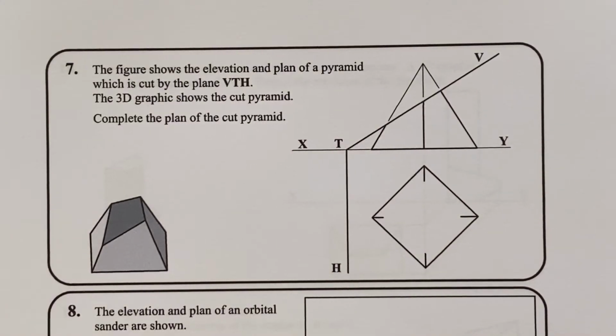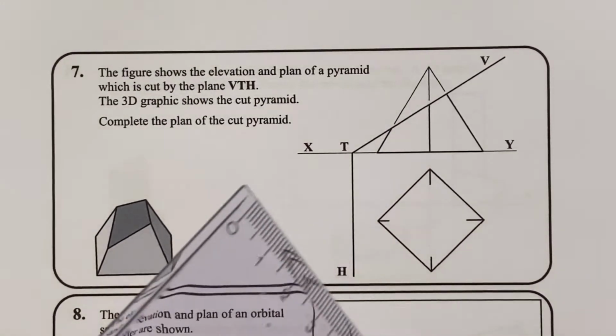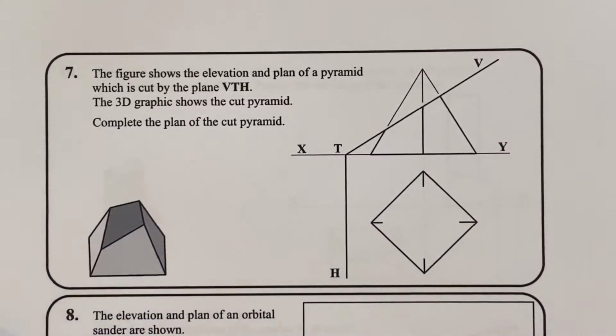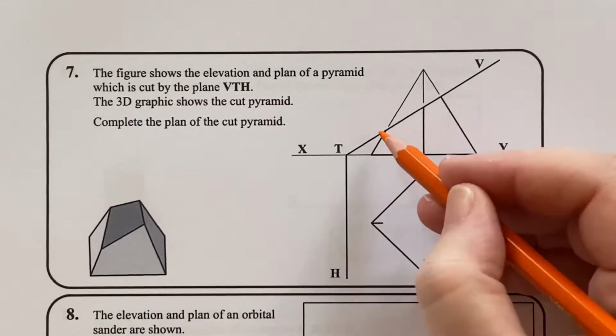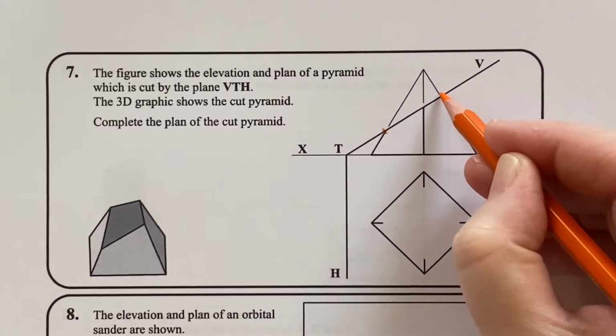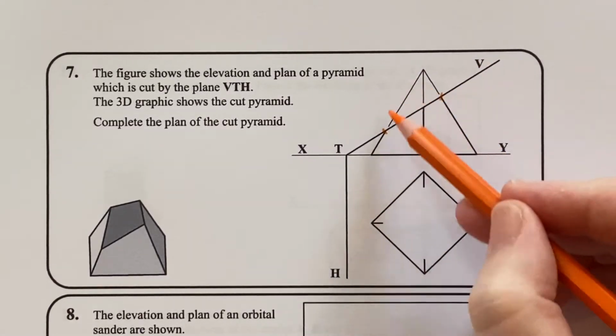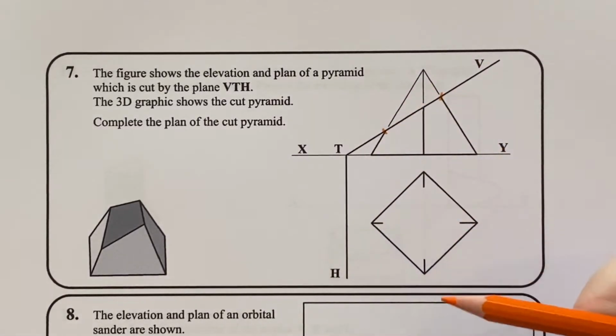The figure shows the elevation and plan of a pyramid which is cut by VTH. The 3D graphic shows the cut. Complete the plan elevation of the cut. Now, when we looked at this before, you didn't like it. I'll be honest with you, I don't particularly like it either, in the sense that this is far more DCG. But having said that, I can ignore the VTH. If I just imagine that the object is cut like that at an angle, I need to find the view in plan for it.